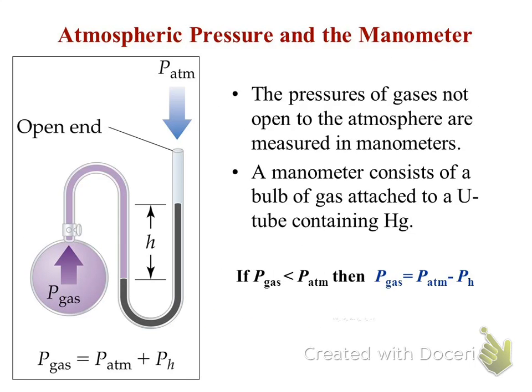A couple of relationships become very important with this. If the pressure of the gas is less than that of atmospheric pressure, the way that you'll be able to find it is by taking the atmospheric pressure and subtracting the pressure from the mercury. If it's the other way around, if the pressure from the gas is higher than atmospheric pressure, then you'll add the two together. This will be able to be told by the distance, this h value that you have here on the manometer.